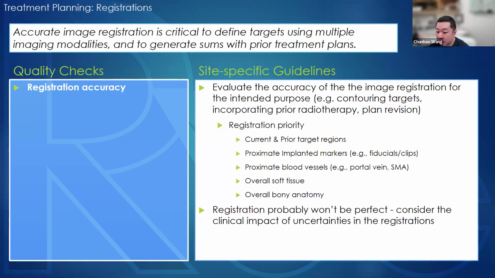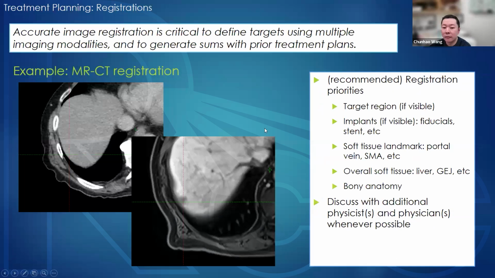So again, the registration won't be perfect. You need to consider the clinical impact of uncertainties for the registration. For our GI side, we are actually using the MR imaging from radiology very often to help us identify the target region on our simulation CT. So MR-CT registration is pretty common. Again, on the right side, I put the recommended registration priorities here. And it's always a good idea to discuss the registration with additional physicists and physicians whenever possible, to get a second eye to verify that, because it's just very hard to make it perfect.